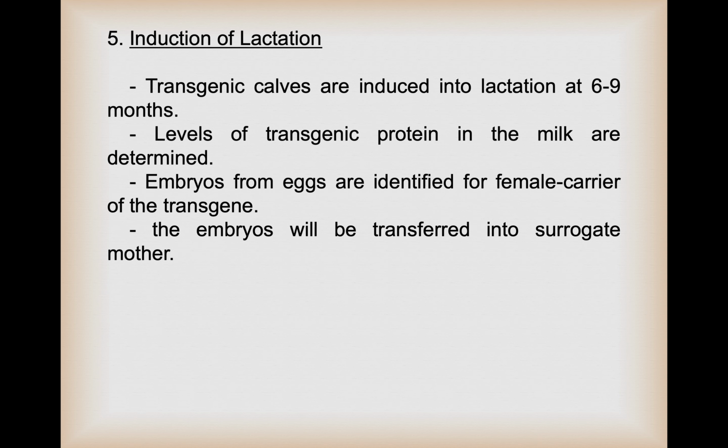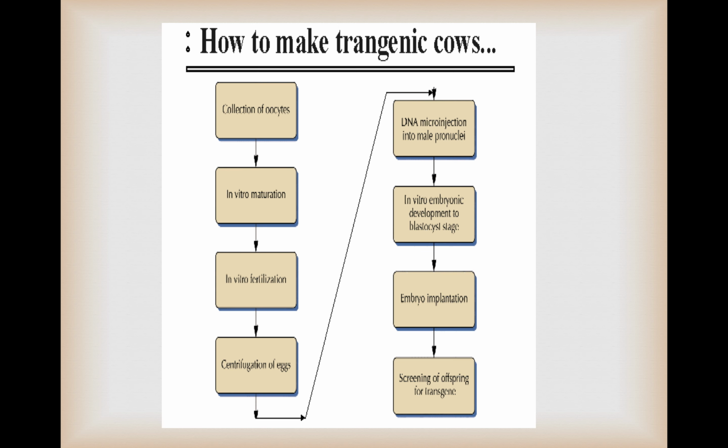Now the 5th step is induction of lactation, whereby transgenic calves are induced into lactation at around 6 to 9 months. Level of transgenic protein in the milk is determined. Embryos from the eggs are identified for female carrier of the transgene, and the embryos will be transferred into a surrogate mother. So as you can see, the steps are a bit more complex as compared to when you are producing transgenic mice, because this is a larger animal, so they want to make sure that nothing is wrong and they do not cause suffering to the animal.